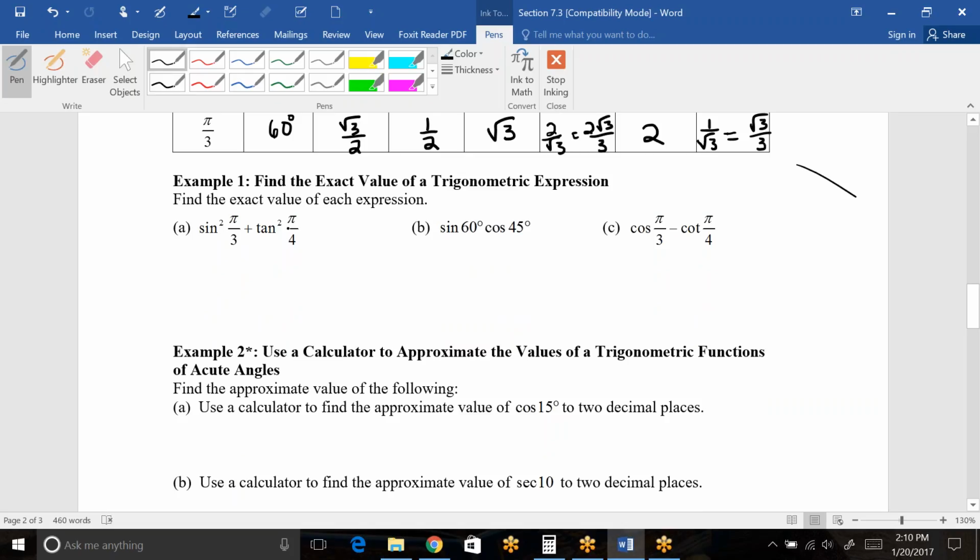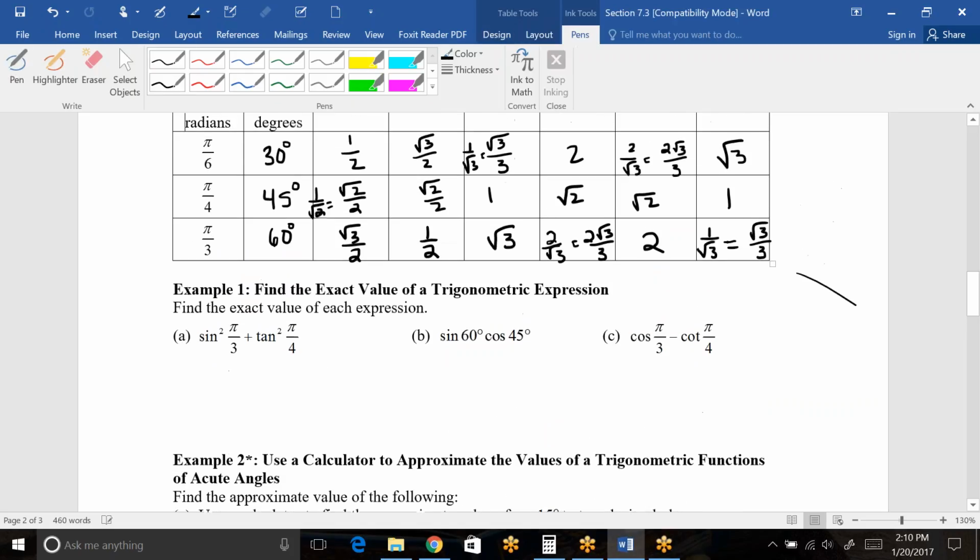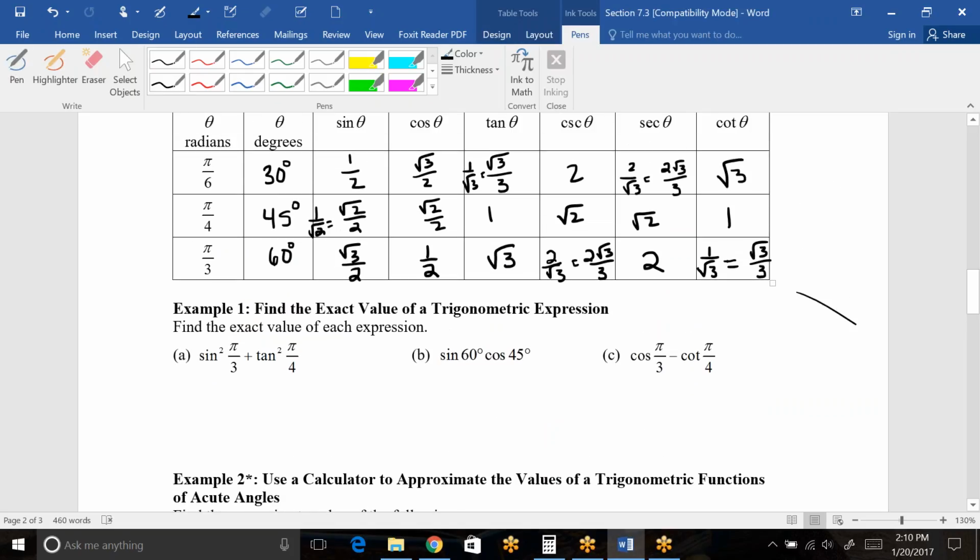Okay, so we want to find the exact value of each expression, and we can use what we've just learned. So remember, sine of pi over 3, in case you haven't memorized them yet, you do need to memorize them, but right now I understand you haven't. So sine of pi over 3 is square root of 3 over 2, so we're going to replace that in there.